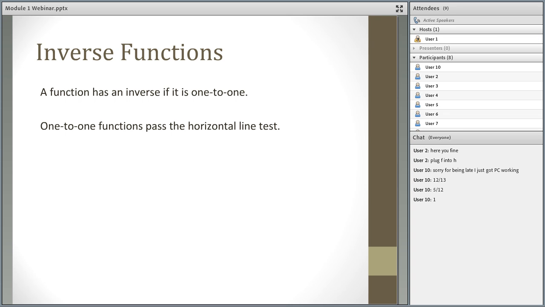So inverse functions. We're going to talk about exactly how to find them, but in order for a function to have an inverse, it has to pass the horizontal line test. So what the horizontal line test means is easiest to see if I draw a graph.